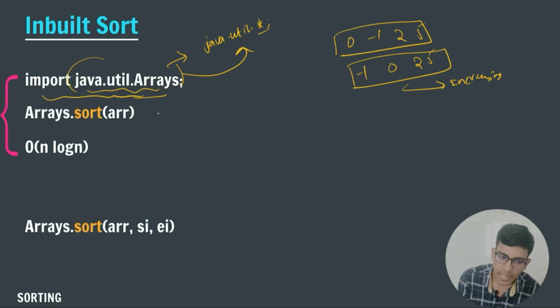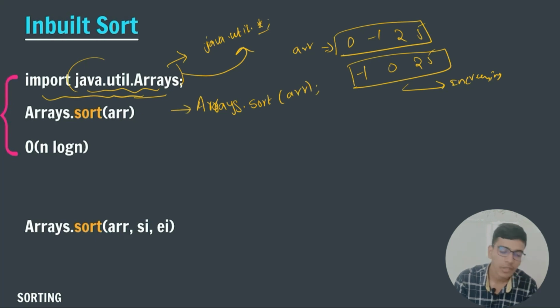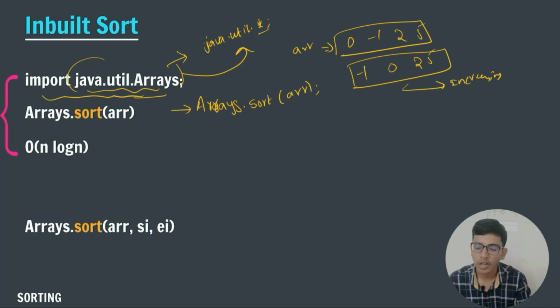So to sort an array, we will write capital A, Arrays.sort, and suppose the given array name is arr. In this we will pass arr. By writing this one line, the elements in our array will get sorted in ascending order. So this is how we will use inbuilt sort.